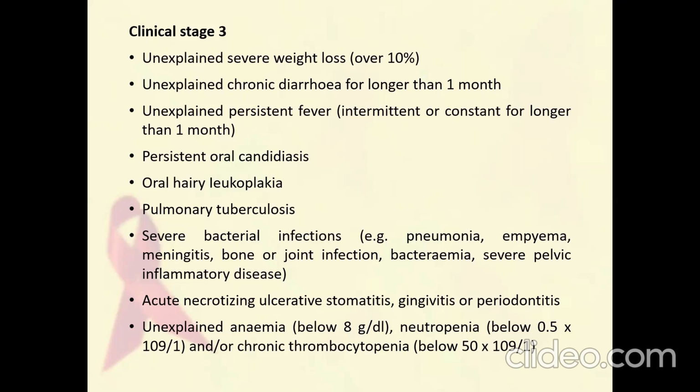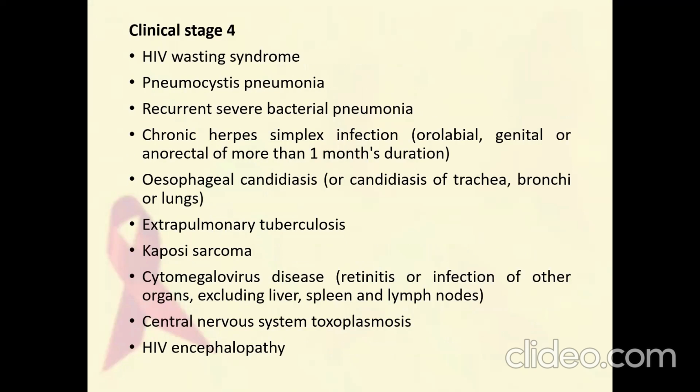So in stage 3, there is unexplained severe weight loss, that is over 10%, unexplained chronic diarrhea for longer than 1 month, unexplained persistent fever, persistent oral candidiasis, oral hairy leukoplakia, pulmonary tuberculosis, severe bacterial infections, acute necrotizing ulcerative stomatitis, gingivitis or periodontitis, unexplained anemia, neutropenia, chronic thrombocytopenia. Then stage 4.